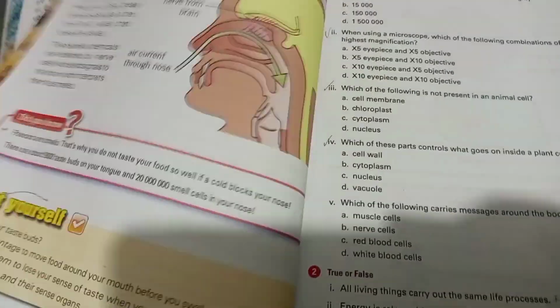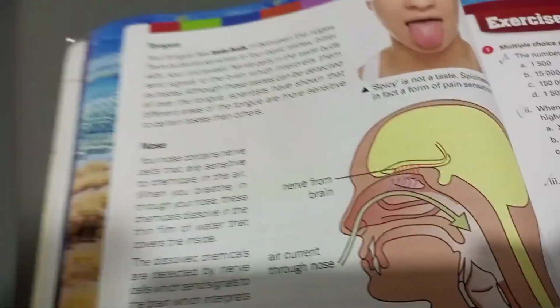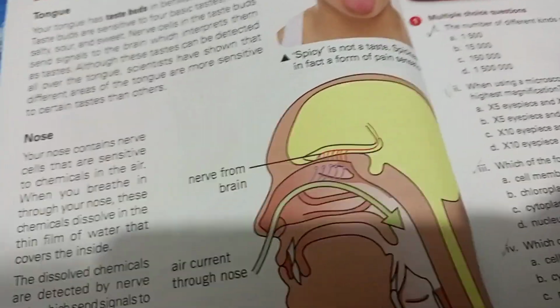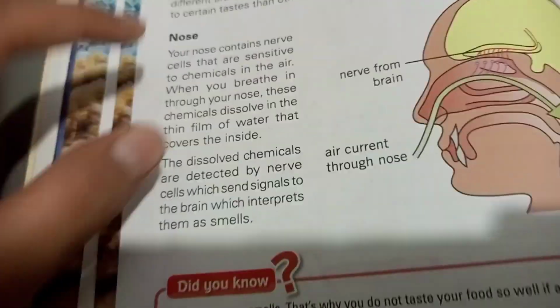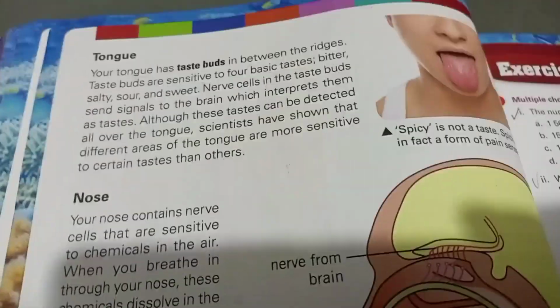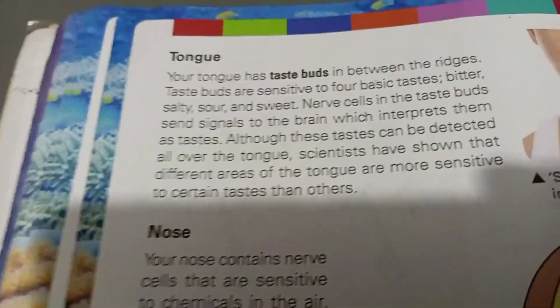We have two more topics remaining, which are both on this page. They are smaller topics, so they are paragraphs rather than long sections. This one is one big paragraph, and this is two smaller paragraphs. So let's continue. Our next topic is the tongue.